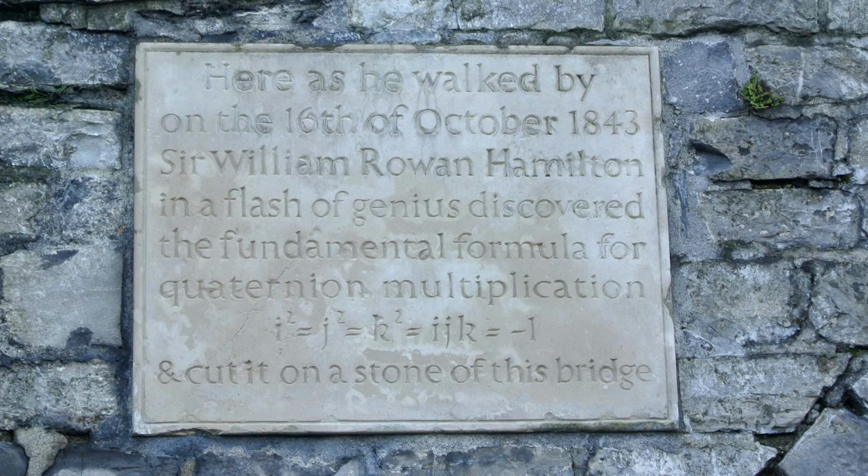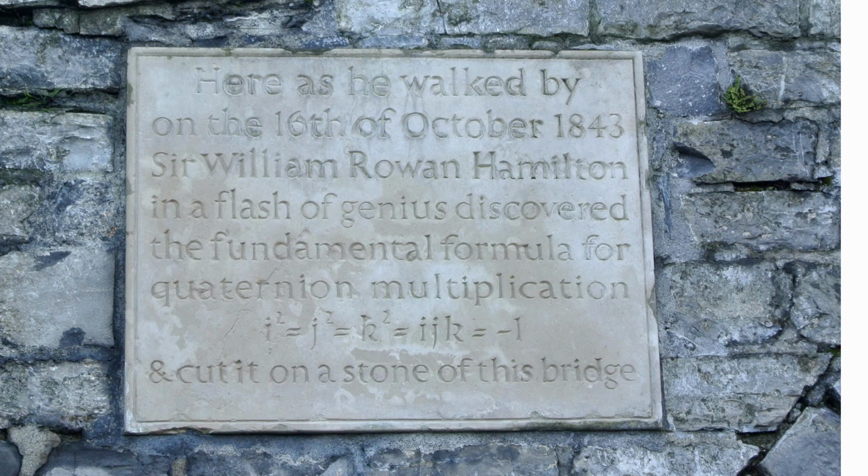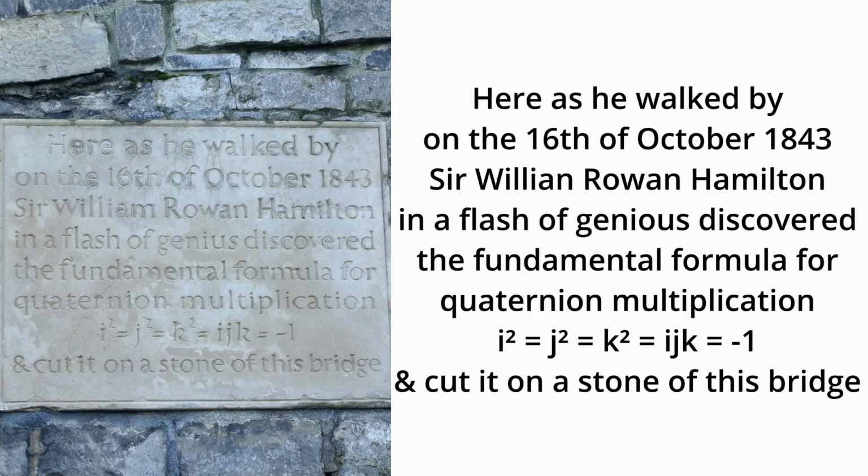Now there's a plaque on the Broom Bridge which reads, "Here, as he walked by on the 16th of October, 1843, Sir William Rowan Hamilton, in a flash of genius, discovered the fundamental formula for quaternion multiplication: i squared equals j squared equals k squared equals ijk equals -1, and cut it on a stone of this bridge." Probably the most famous graffiti in the history of mathematics.